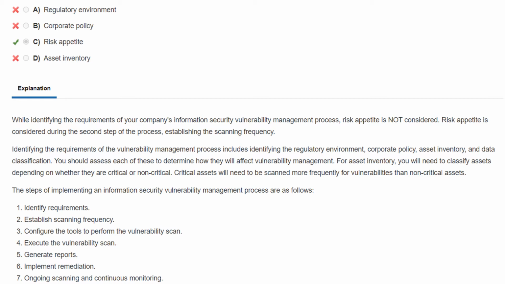The steps of implementing an information security vulnerability management process are as follows. 1. Identify the requirements. 2. Establish a scanning frequency. 3. Configure the tools to perform the vulnerability scan. 4. Execute the vulnerability scan. 5. Generate the reports. 6. Implement remediation. And 7. Ongoing scanning and continuous monitoring.